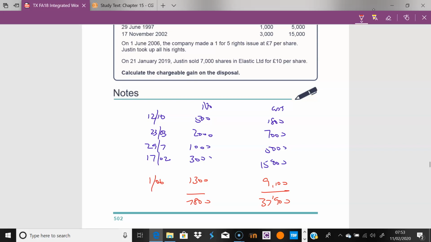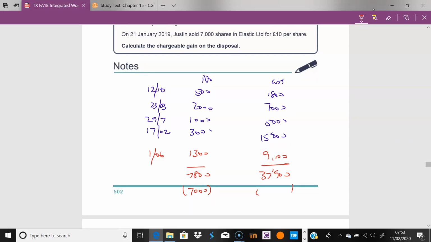So I'm looking for cost. I keep reiterating this so that you don't get mixed up. What is the cost of these 7,000 shares? That, of course, must be 7,000 over 7,800 times 37,900. 7 divided by 7.8 times 37,900, which is 34,013. So now you have 800 shares left, and you have here 3,887. Yes, that's what you have here.